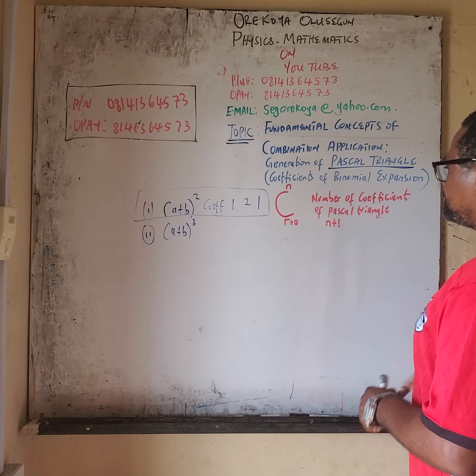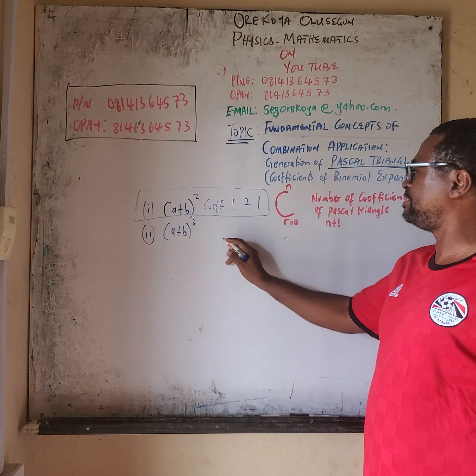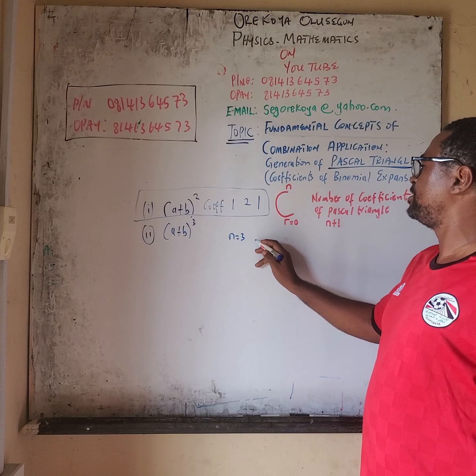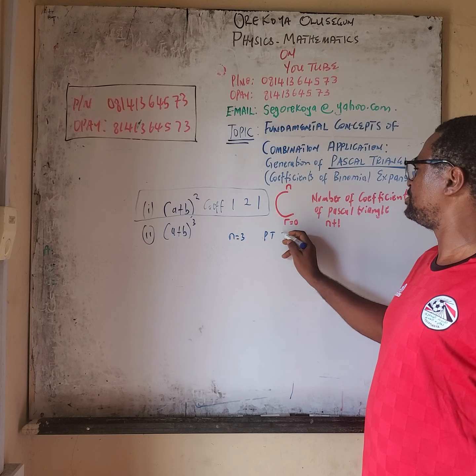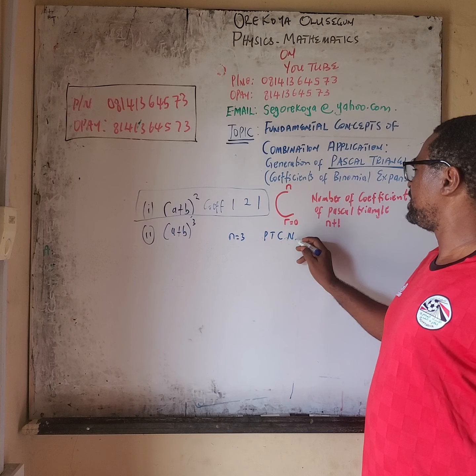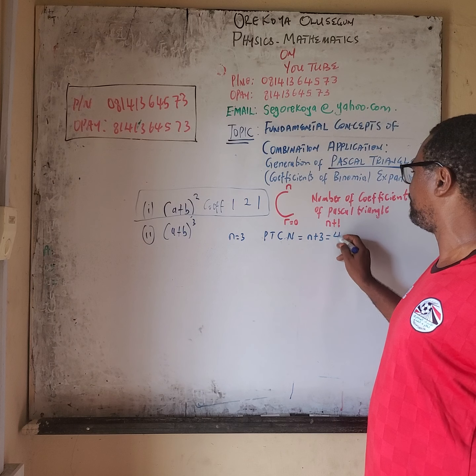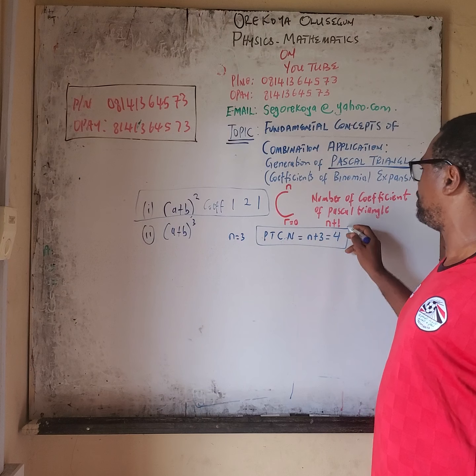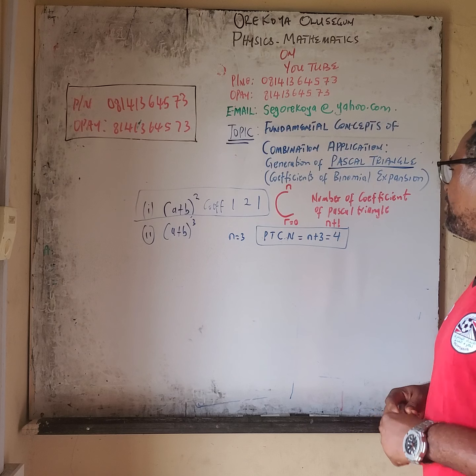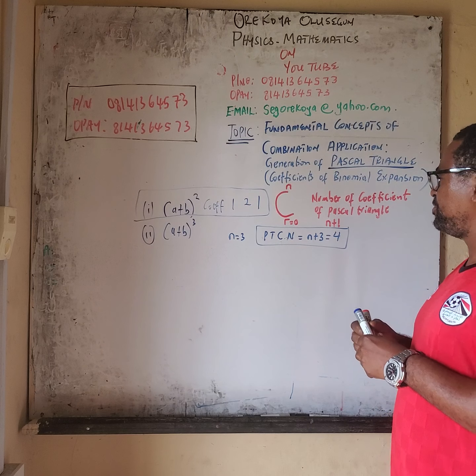In this case 2, our power n is equal to 3. So the number of Pascal triangle coefficients is given as n plus 1, which is equal to 4. So we are going to have 4 coefficients. Now, how do we do it?